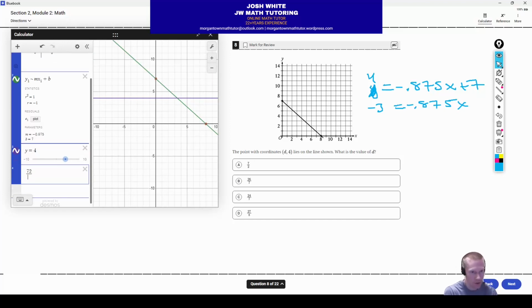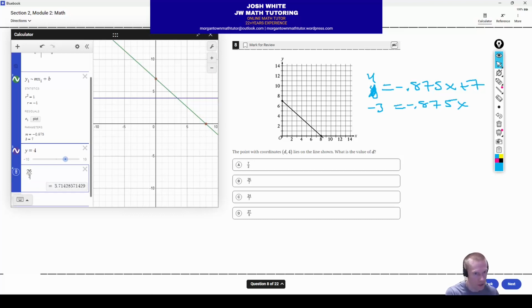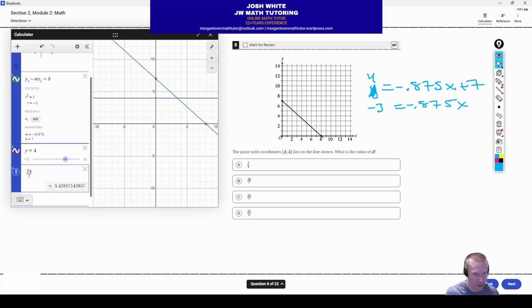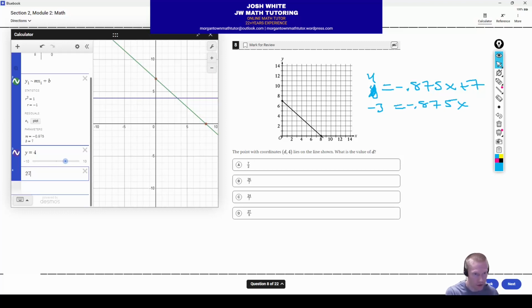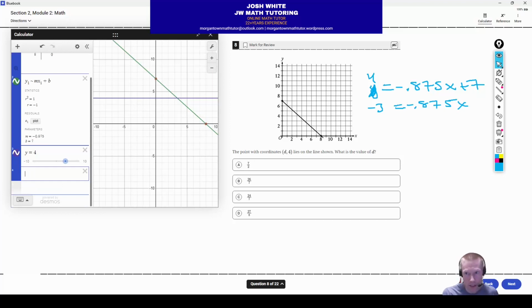So 7 over 2, nope. 26 over 7, nope, 3.714, not it. 24 over 7, 3.4285. If you round that up, it would be 3.429. So that's most likely the correct answer, but we'll just double check. Yeah, 27 over 8, not even close. So the correct answer for this one is going to be right here, letter C.